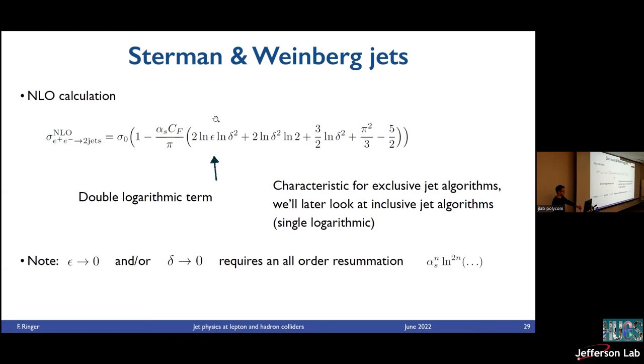Because as you can already see, if I remove these two parameters, epsilon and delta, if I take them to zero, then I actually end up with singularities. This thing here will just be singular, it will be divergent, but also every term of the virtual and real corrections will be divergent. So that's really an important component. We should better understand where this term is actually coming from.